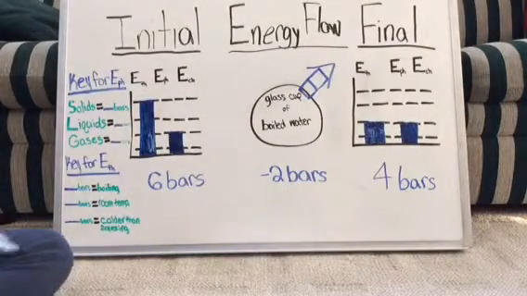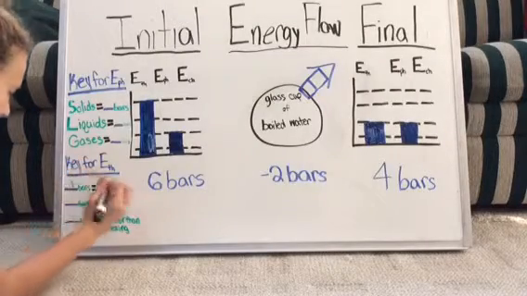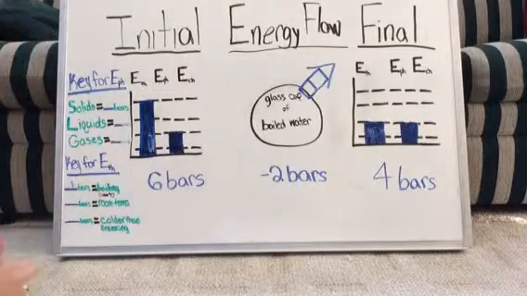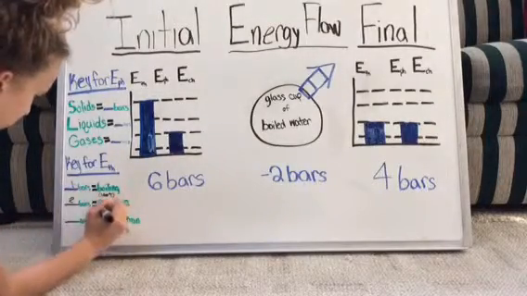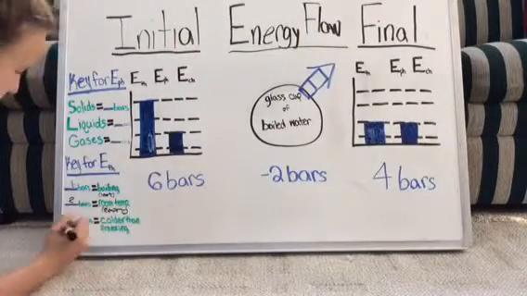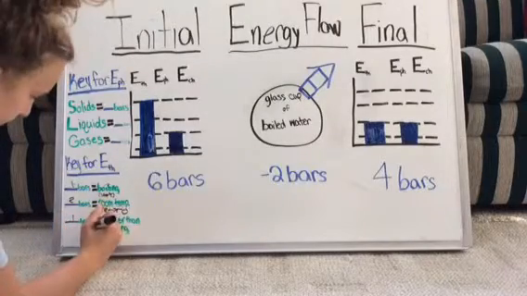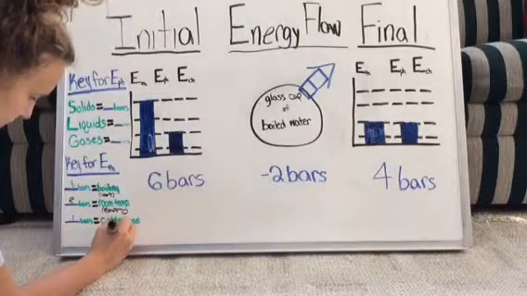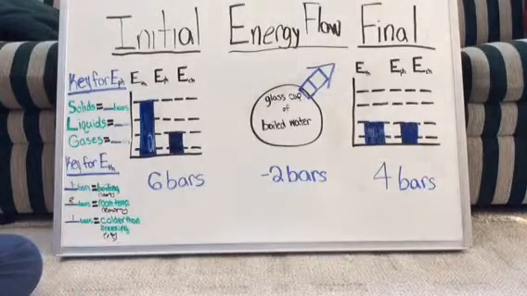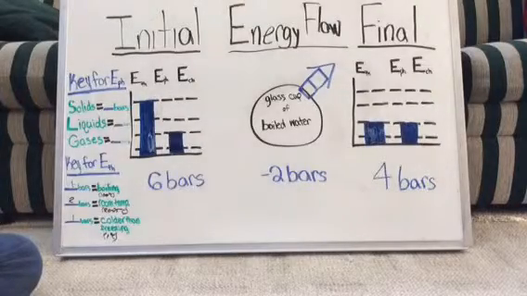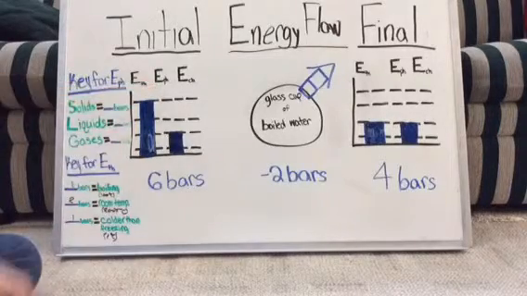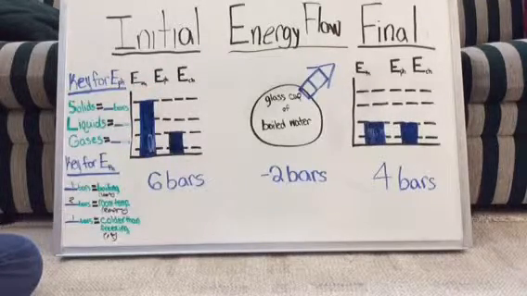4 bars would be boiling, or 100 degrees Celsius. 2 bars would be room temperature, which would be between 20 and 25 degrees Celsius. And 1 bar would be colder than freezing, which would be 1 degree Celsius. Half bars can be used for when the temperature is between either colder than freezing and room temperature, or room temperature and boiling.